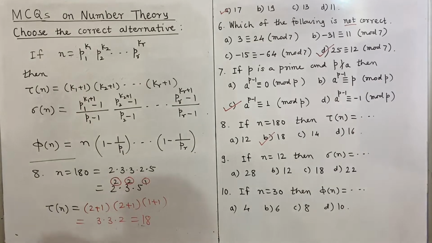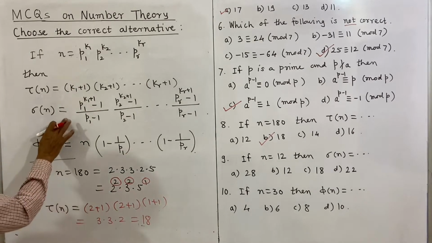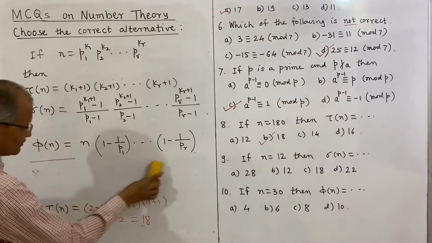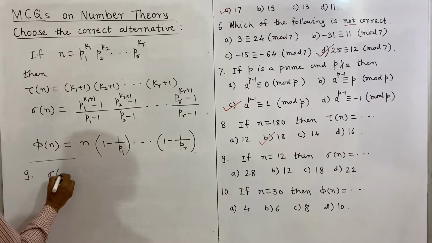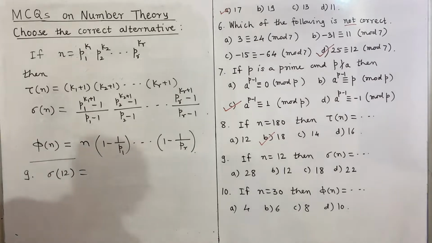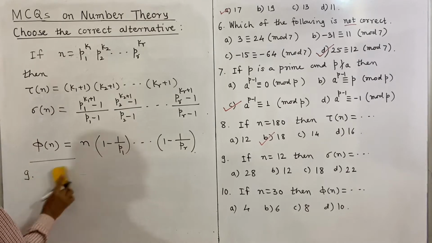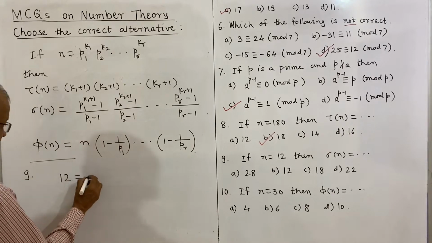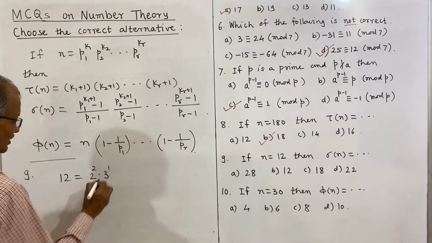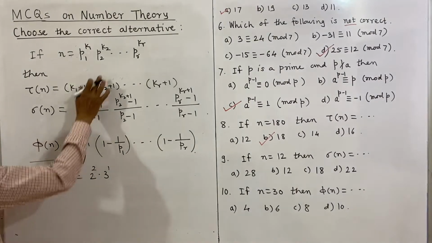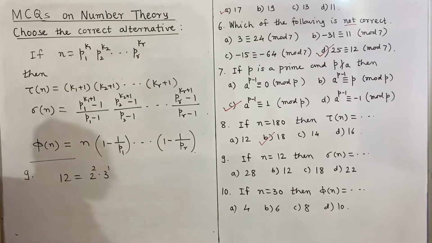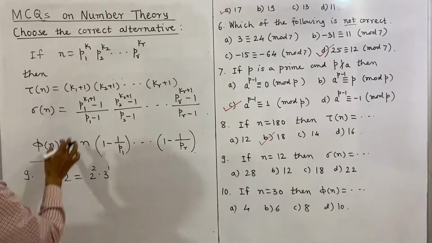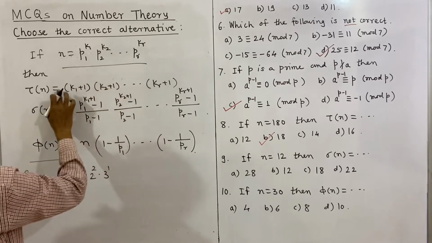Now if n is 12, what is sigma of n? For sigma n we shall use this formula. For the ninth problem, sigma of 12. Sigma of 12 can be found, but 12 is to be written first in canonical form. 12 is equal to 3 into 4, that is 2 square into 3 power 1. This is the prime factorization, where p1, p2, pr are primes, and this form is known as canonical form. After writing this form first, we should use these formulae.